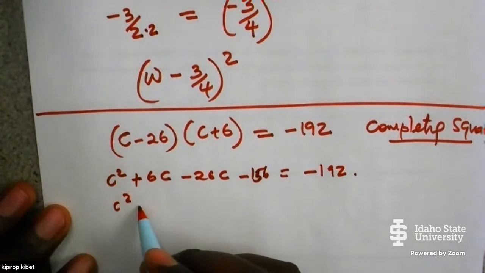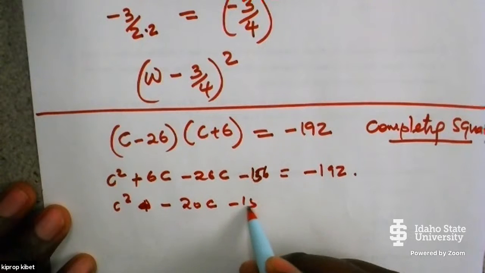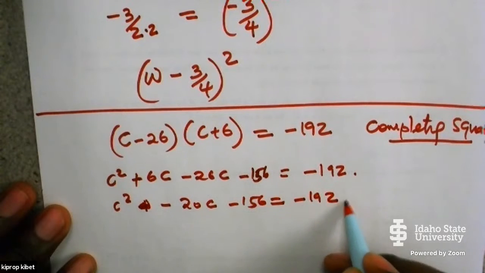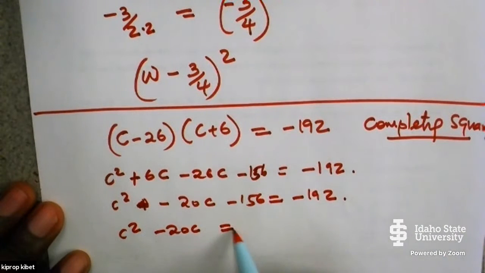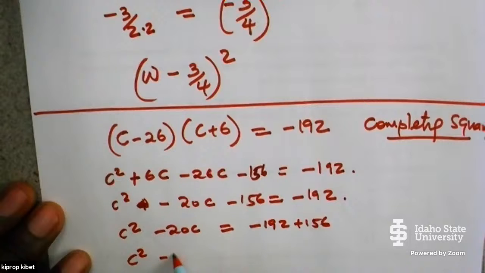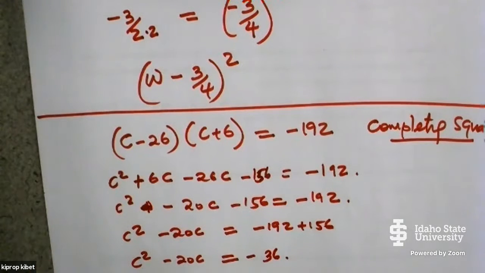So c square, minus 20c, minus 156 equals minus 192. So c square minus 20c equals minus 192 plus 156. What do you get? So c square minus 20c equals what? 192 minus 156, which is minus 36.